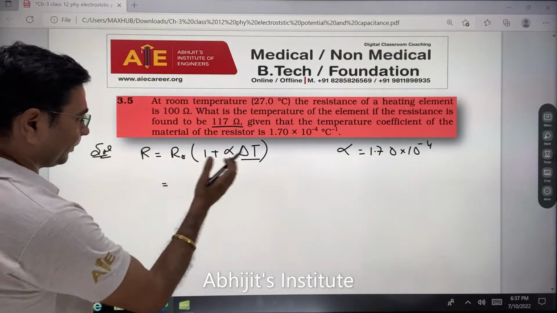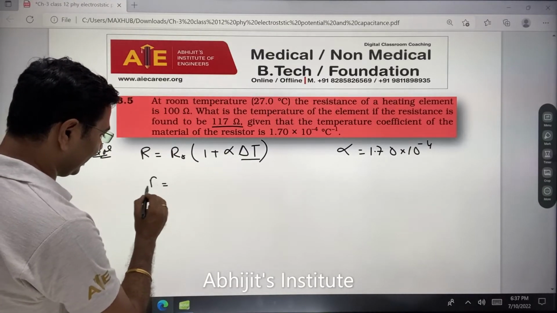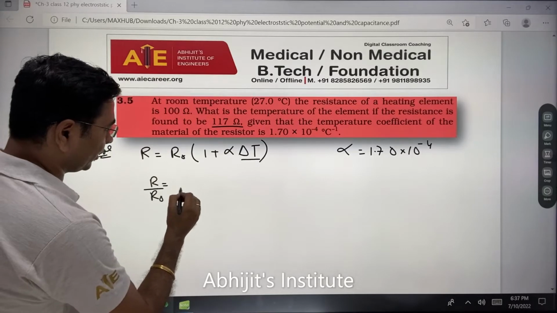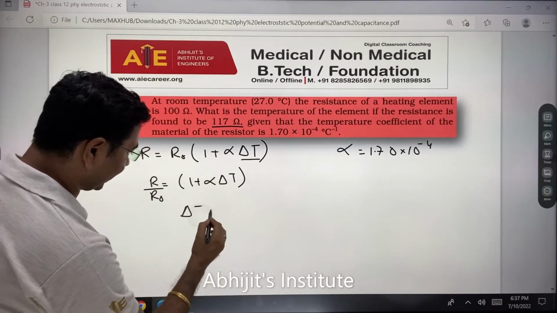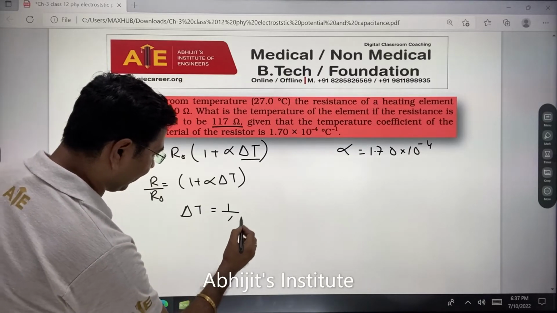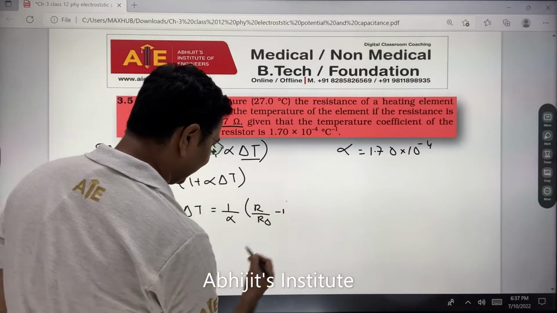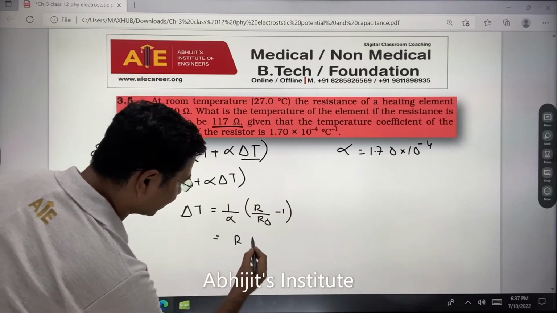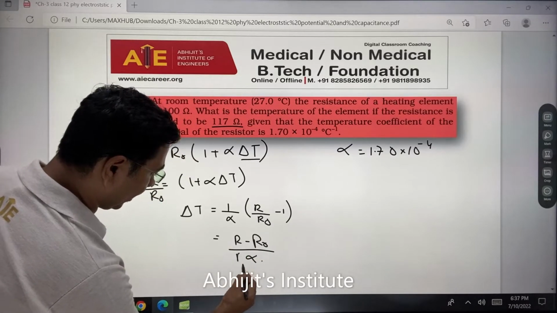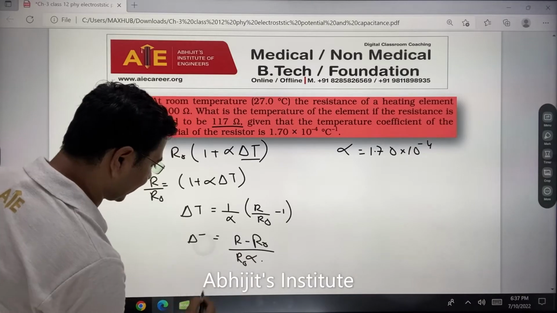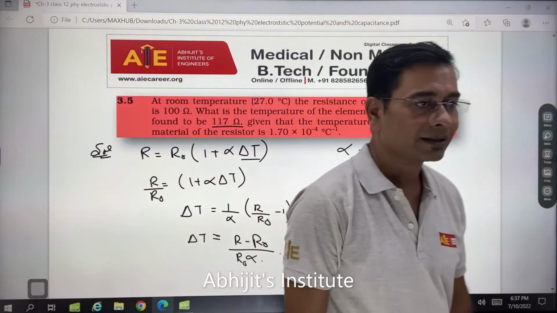So if you just work it out, what I'm going to get is R upon R naught is equal to 1 plus alpha del T. हमको del T चाहिए. So हमको अगर del T चाहिए, so I will say this as 1 by alpha into R upon R naught minus 1, and therefore it is nothing but R minus R naught divided by alpha into R naught. So this is my change in temperature.